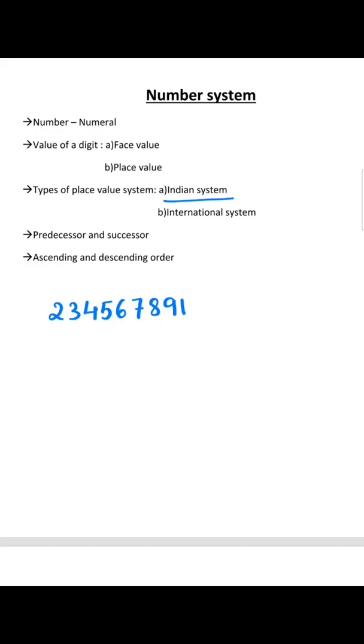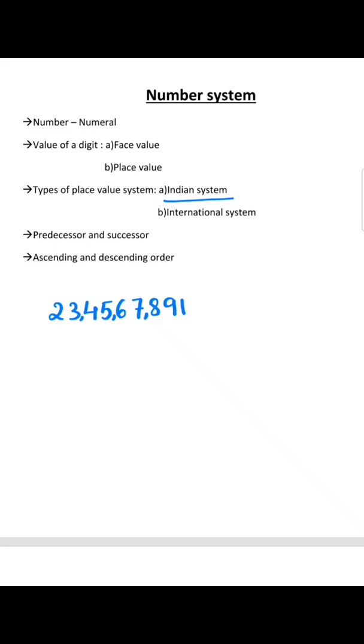Now, let us see how to place the commas in the Indian system. You have to put the first comma after the hundreds place, means here. You have to put the second comma after the 10,000s place, means here. You have to put the third comma after the 10 lakhs place, means here. This is how you will arrange the commas.